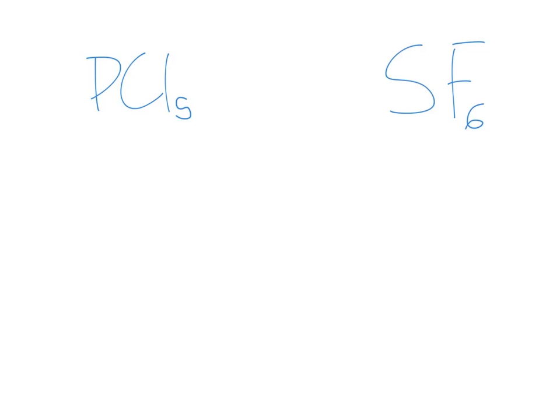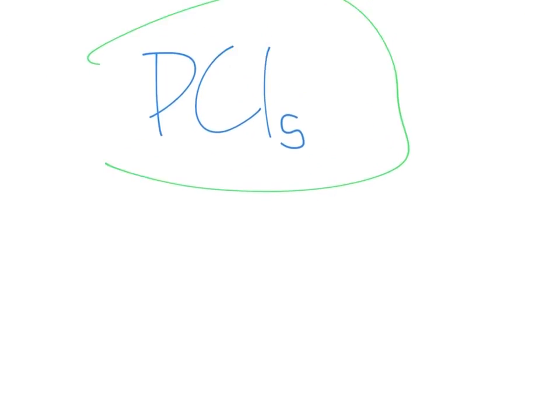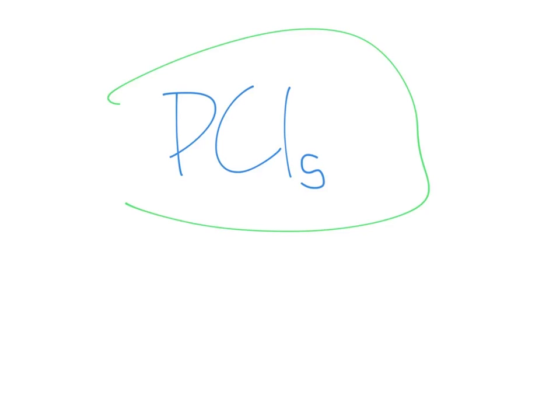Alrighty. So the next part says draw the electron dot structures for PCl5 and SF6. Hint: these compounds are exceptions to the octet rule, so we can keep that in mind when we draw them. So for this first one, let's start with PCl5. Okay. So we can start out by putting P in the middle, right?